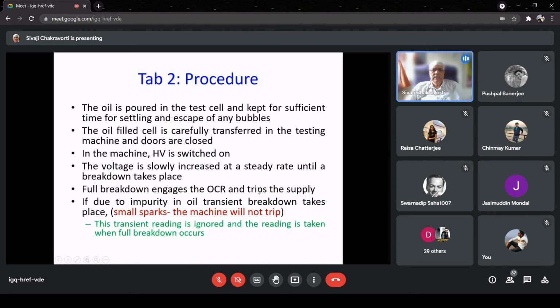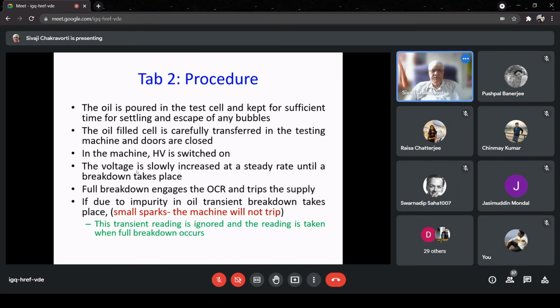How do we do it? First, procedure is important. We pour the oil and then we keep it for some time, because when you pour the oil, there may be a little bit of oil air bubbles, etc. So you give time for the oil to settle down.